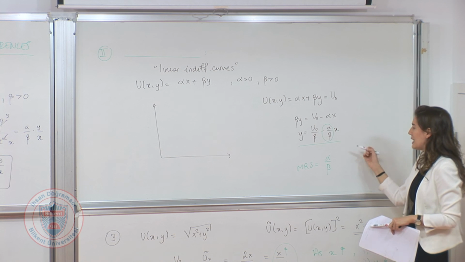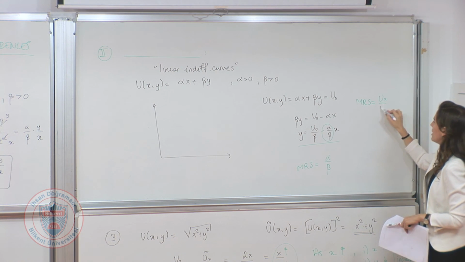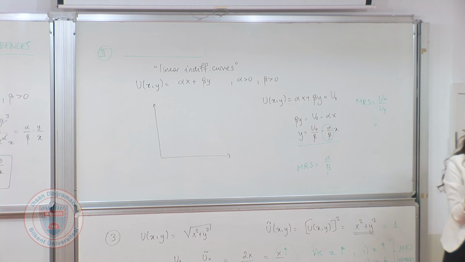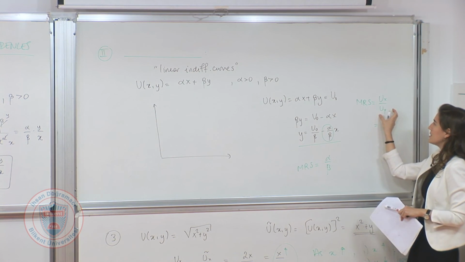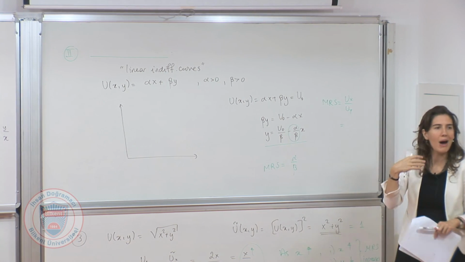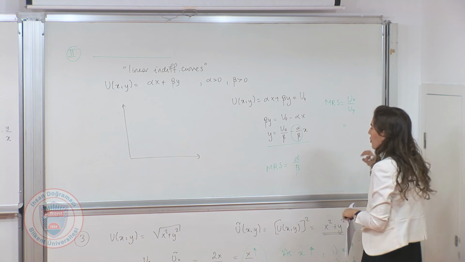Or you can say, I want to get MRS using this formula, ux over uy. Sometimes, not here, the indifference curve derivative might not be defined, or the utility function might not be differentiable. Then how are you going to talk about MRS? Then you cannot apply this definition, but you can try to figure out what's going on there.